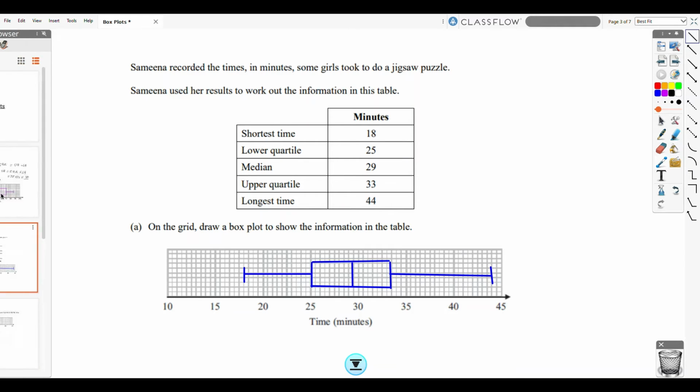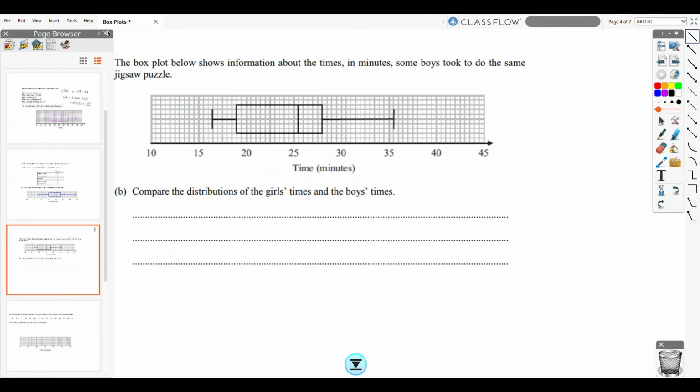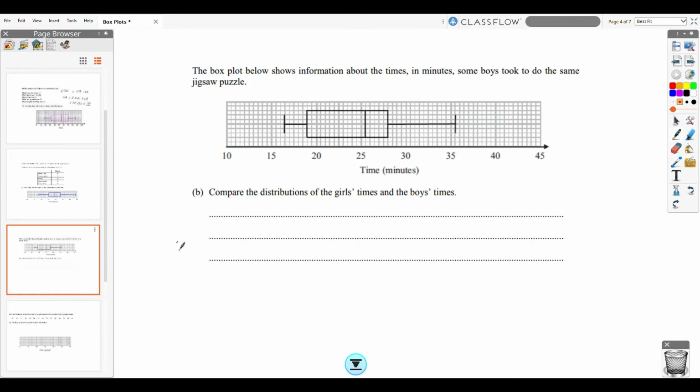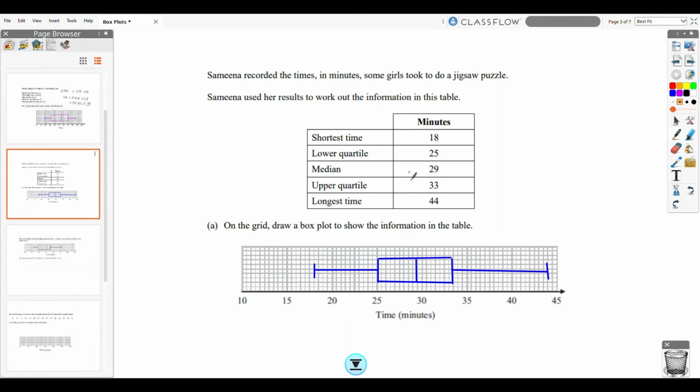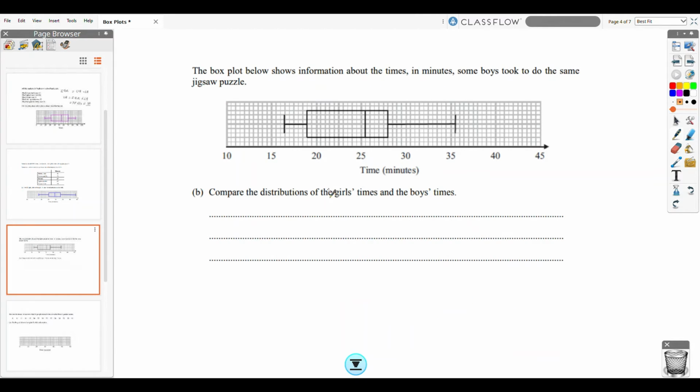Right, next. So this time we're given a second box plot and we need to compare them. When you compare them, you want to compare either the median or the interquartile range, or in most cases both of them. So the median here is about 25.5, and the median in the first box plot was 29. So this, once again, is minutes that it took them to do the jigsaw puzzle. So you can say, on average, the boys took less time as they have a lower median, or a smaller median.